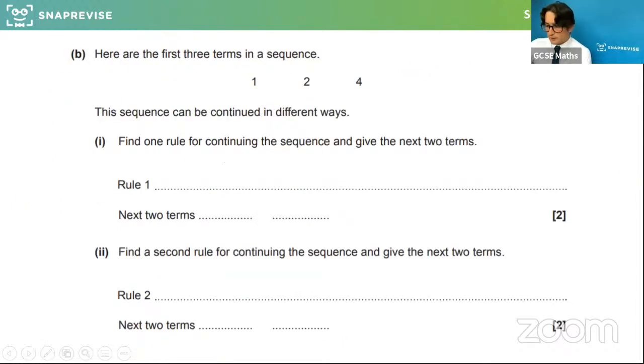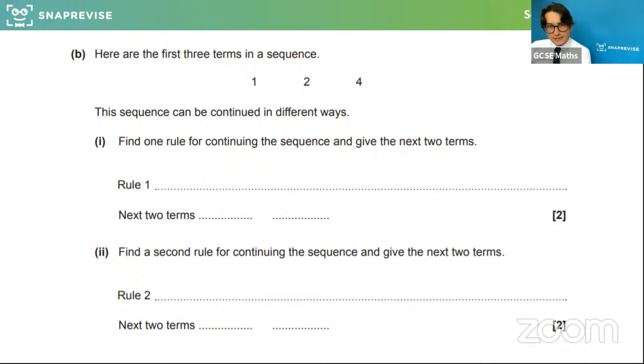So another exam style question to have a little look at. Here are the first 3 terms in a sequence, 1, 2, and 4. Very like what we've just looked at. This sequence can be continued in different ways. Find one rule for continuing the sequence and give the next 2 terms. So we want to firstly write the nth term rule, and then what that would produce, or a different rule entirely. So the question we just did might help us think about one way we could set this up. But let's have a little think about the 2 different possible ways that this sequence could continue.